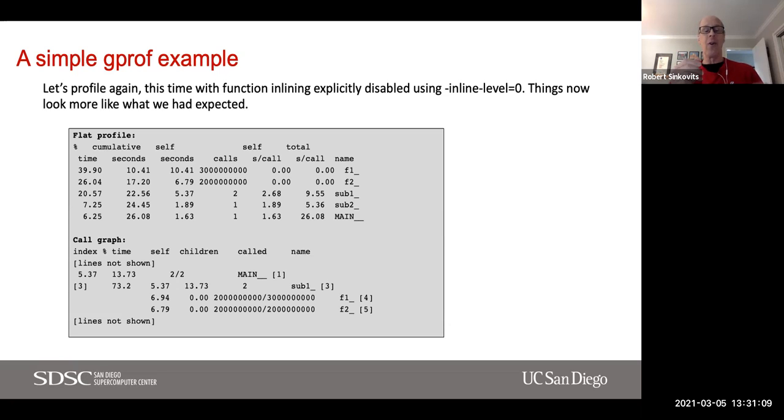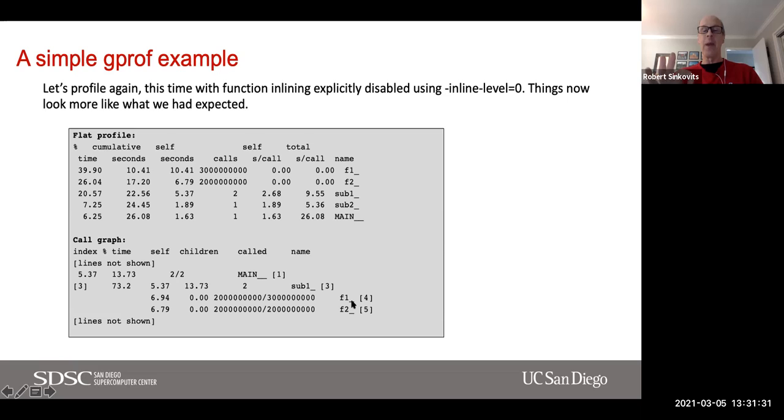If I look down in the call graph, and I didn't reproduce the whole call graph here, I'm just showing a small fragment of it. And I realize that my indentation is a little off, and I'll fix that in the slides a little bit later. Sub1 is called by main, it's called twice. And then it calls f1 and f2.